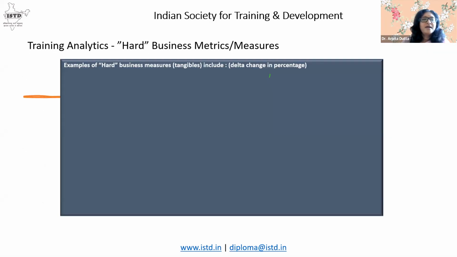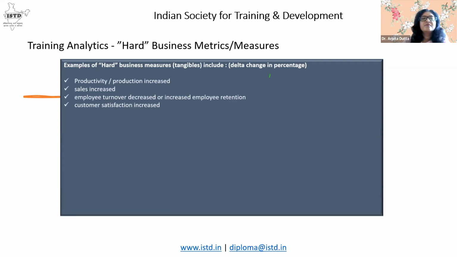All right. So now let's quickly see some examples, and with this we will wrap up today's session. These are some examples of hard business measures. We are talking about the fourth level. Let's see some of the examples of hard business measures. Soft business measures we'll talk about as well. So these are the hard business measures, tangibles.